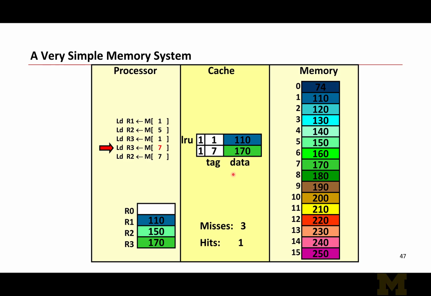The final instruction I'm going to execute is also addressed to 7, and in this case, of course, it's going to be a hit because we just accessed it and it's there in the cache and the tag matches, and we would just return the value 170 to the processor. You'll notice that this load is loading to a different register, and that's why you see 170 in 2 different spots in the register file.